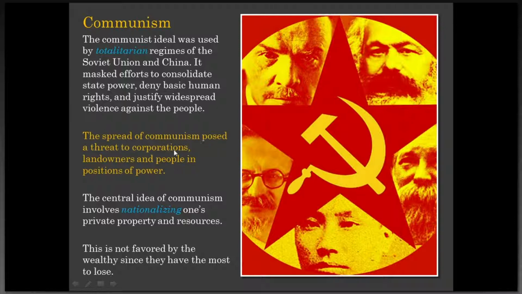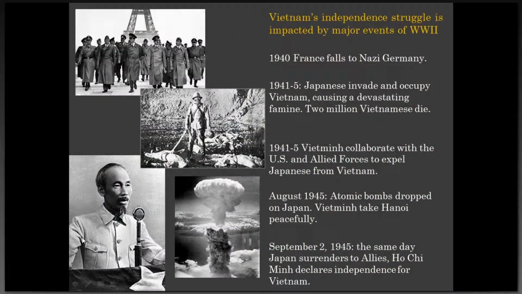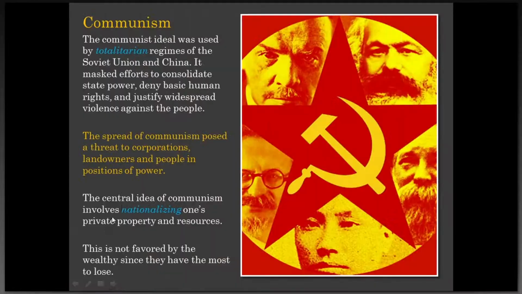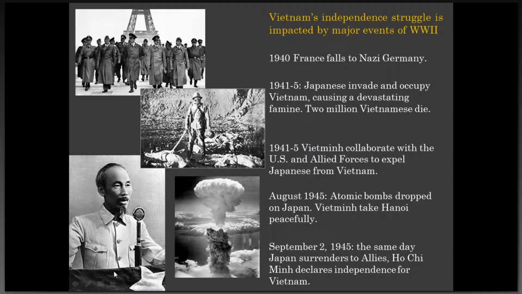So the spread of communism posed this threat to corporations, landowners, people in power. And since the central idea of communism was that everything is owned in common, right? All the people are going to own everything in common. Forgive me here. Well, what you have is a very threatening force on the horizon to everything you've ever worked for. All your wealth, all your property, all your holdings, all your territory, all your factories, everything that you have is going to be acquired by the state, and you will lose it. Well, this is no good.